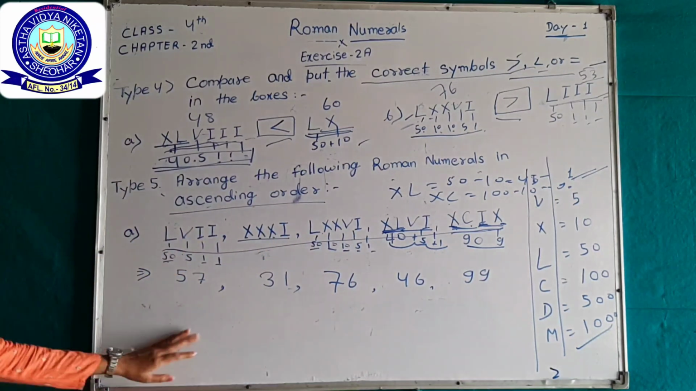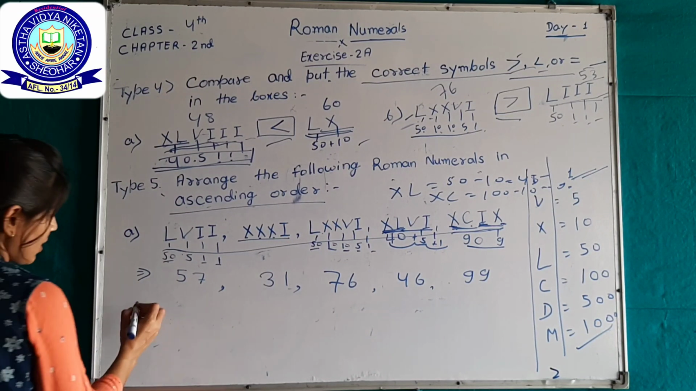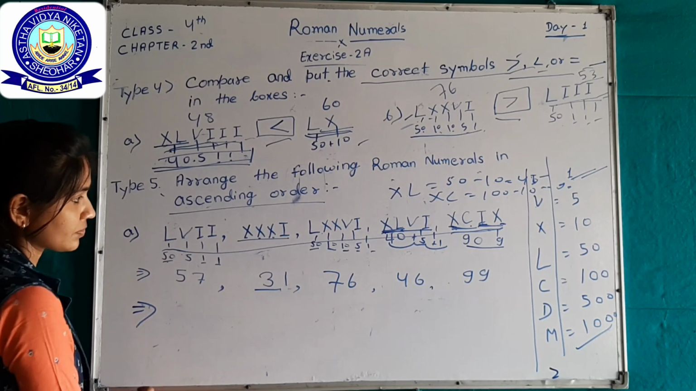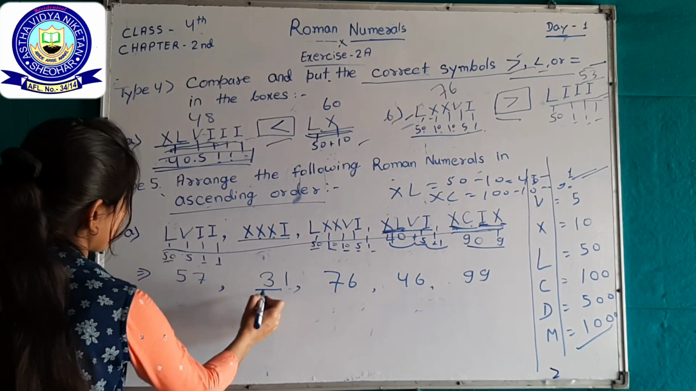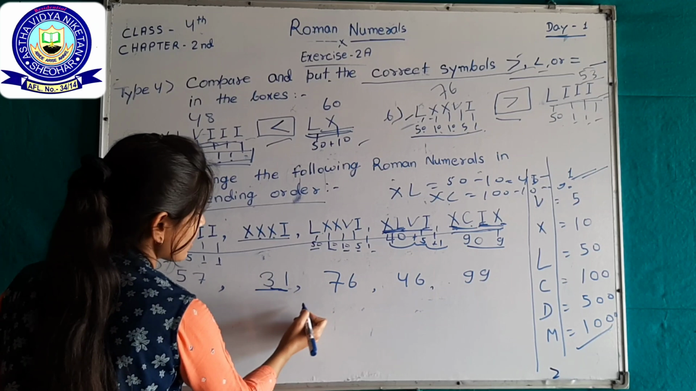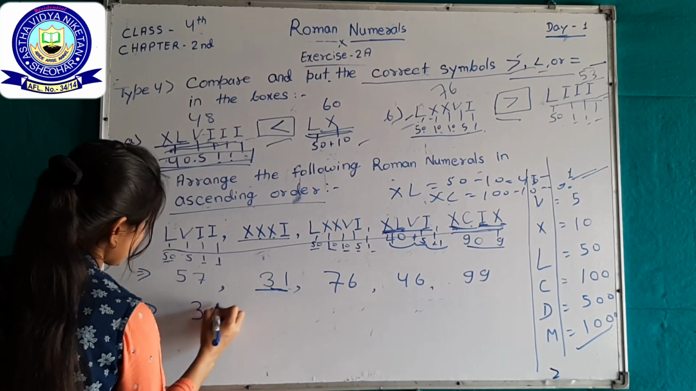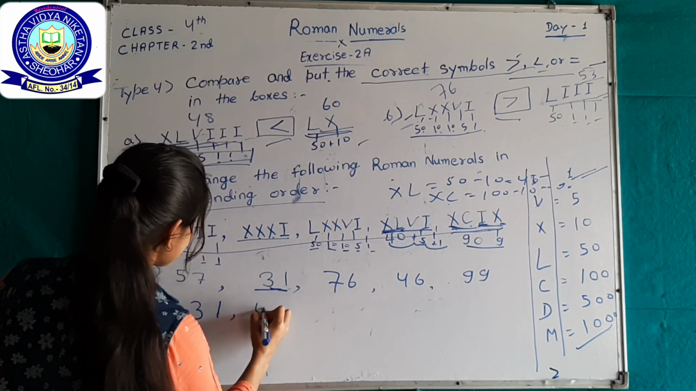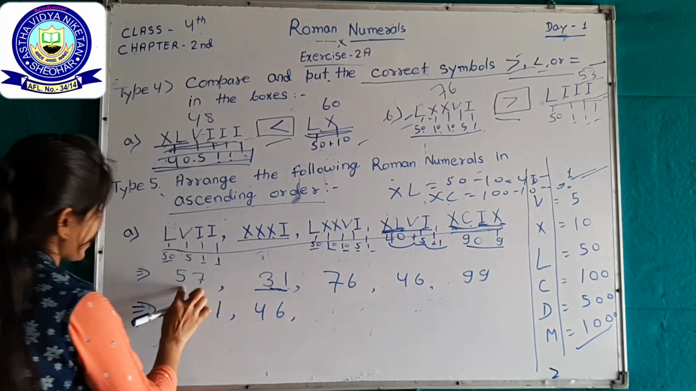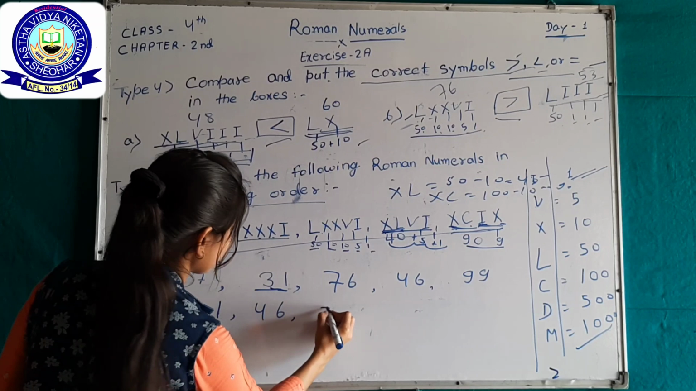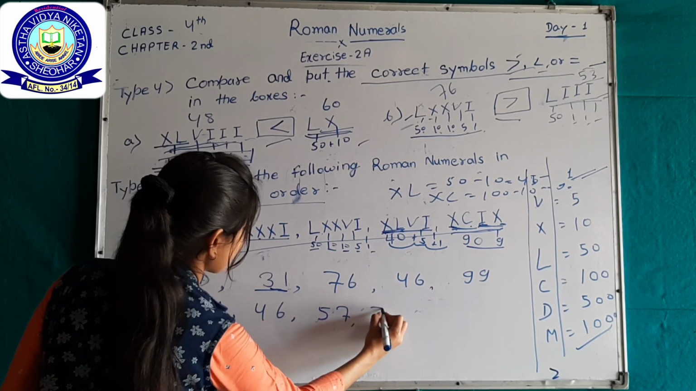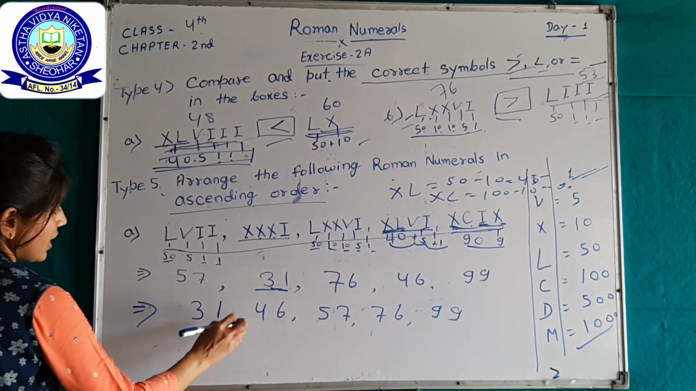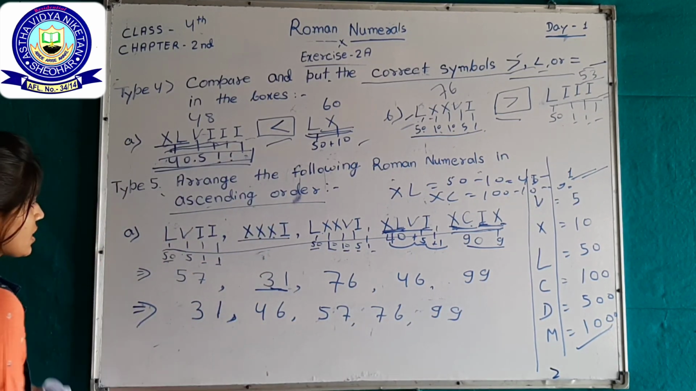And now you have to write in ascending order. In ascending order, first of all, you write the smallest number of the given series. 31 is the smallest number of this given series. So 31 and then 46 and then 57 and 76 and 99. And now write it in Roman numerals.